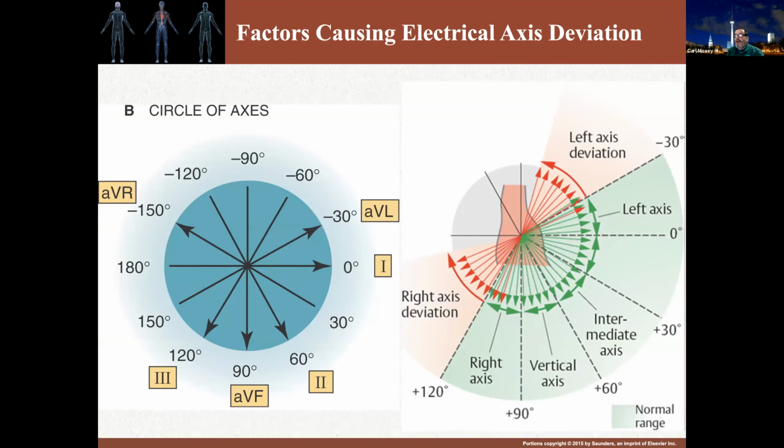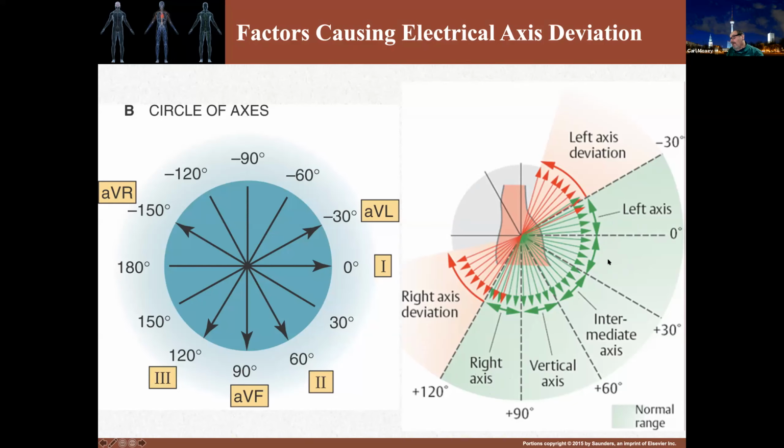Now, what can cause electrical axis deviation? Generally, what's going to cause axis deviation, other than a total repositioning of the heart, is going to be hypertrophy of portions of the heart. Now, the terminology that we go with is that all of this area from -30 to +120 is considered to be normal.